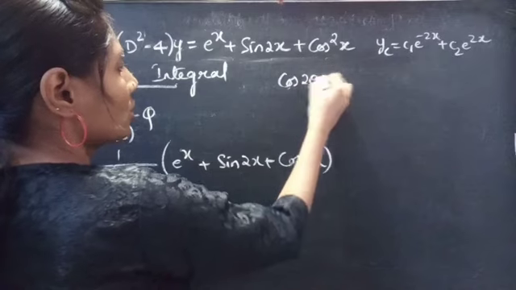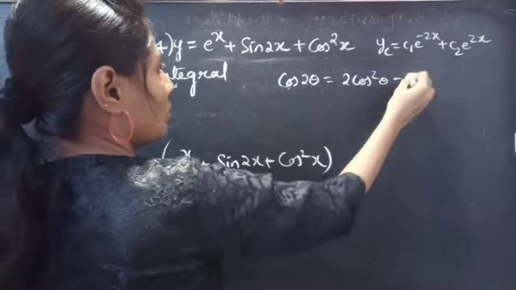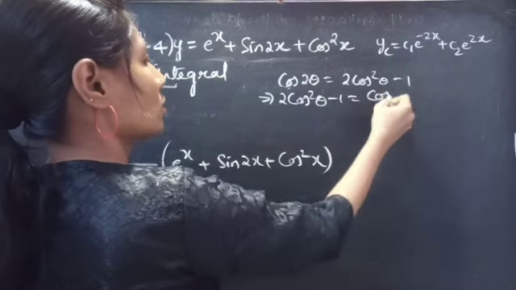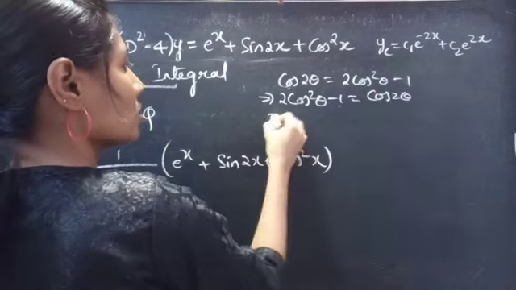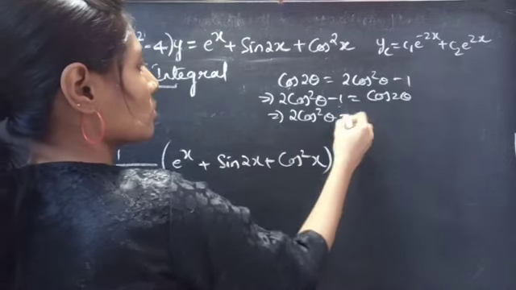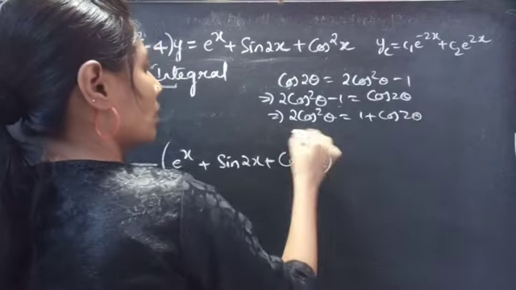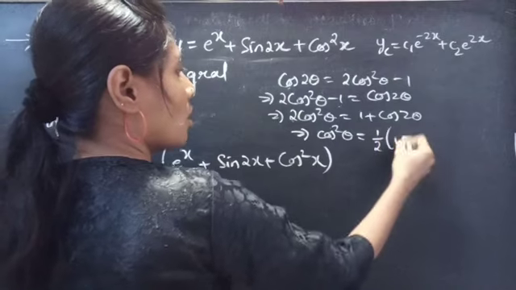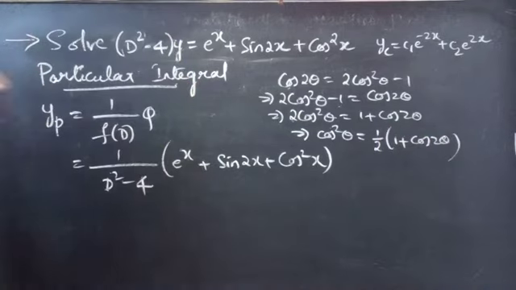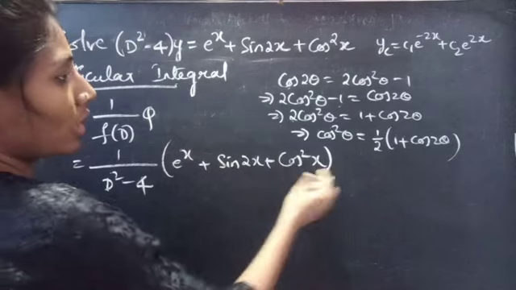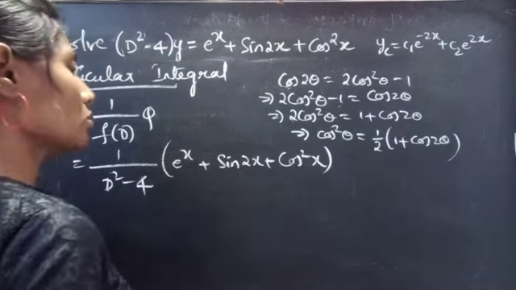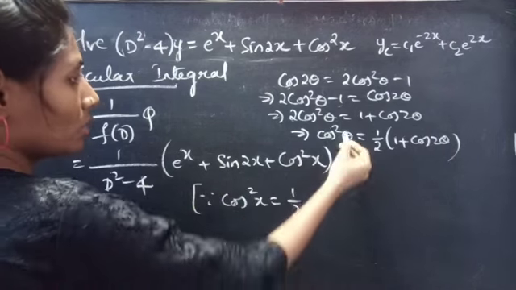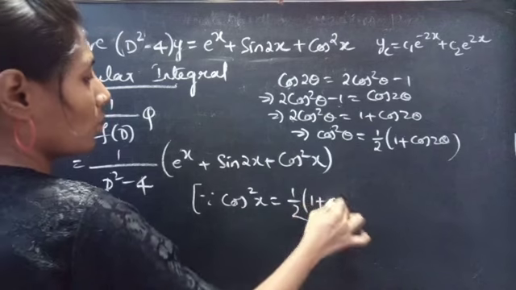We know that cos 2 theta equals 2 cos square theta minus 1, or you can write it as 2 cos square theta minus 1 equals cos 2 theta. Now take this minus 1 to the RHS, we get 2 cos square theta equals 1 plus cos 2 theta. Then cos square theta becomes, taking this 2 to the RHS, 1 by 2 times 1 plus cos 2 theta, right? Now we can replace cos square x by 1 by 2 into 1 plus cos 2x. Since cos square x equals, just replacing theta by x, 1 by 2 into 1 plus cos 2x.